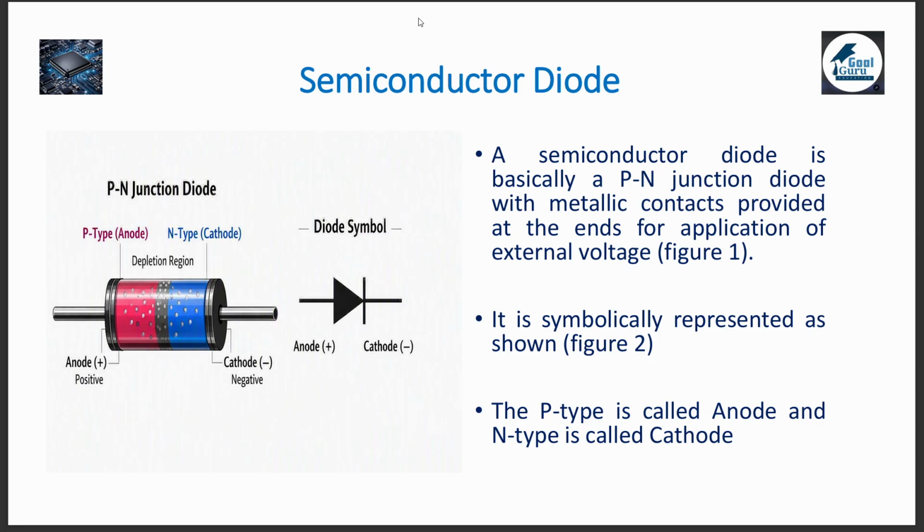As you can see in the figure, a PN junction diode and its corresponding symbol is shown in the second figure. So, what is a semiconductor diode? A semiconductor diode is basically a PN junction diode with metallic contacts provided at the ends for application of the external voltage, which is clearly shown in figure 1. The symbolic representation is shown in figure 2. The P type is called the anode and the N type is called the cathode.